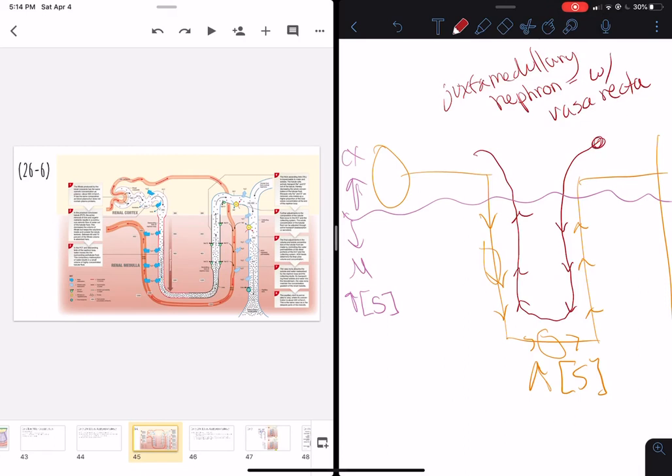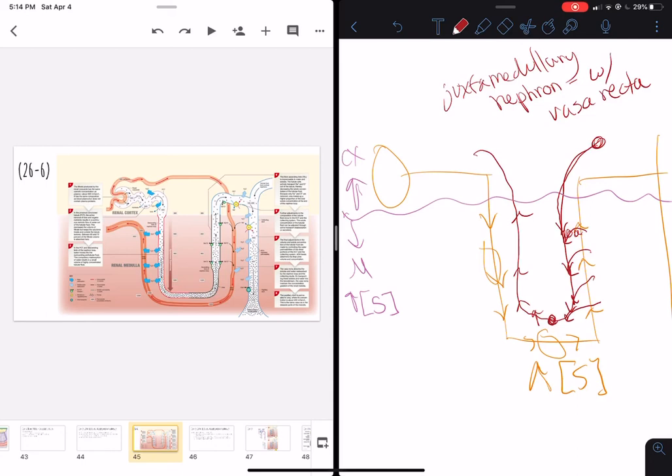And the vasa recta, as it comes down here, slowly collects more and more solutes from over here, right? Because we continuously absorb sodium and chloride. So sodium and chloride keep dumping in, keep dumping in, keep dumping in, right? And so by the time we get here, we're also going to have a really high solute concentration. So really high solute concentration in the blood and a really high solute concentration in the filtrate. Okay.